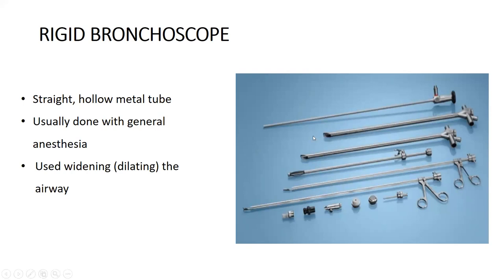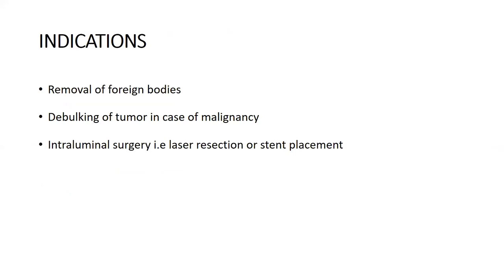Rigid bronchoscope. This is a straight and hollow metal tube, and the procedure can be performed under general anesthesia. It is used for dilating the airways. The important indications for performing rigid bronchoscopy are removal of foreign bodies and, in case of malignancies, debulking of the tumor, and laser resection or stent placement in case of intraluminal lesions.